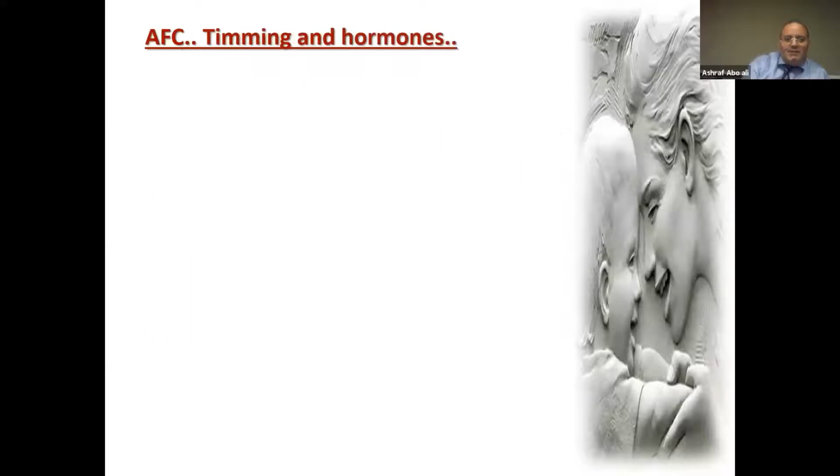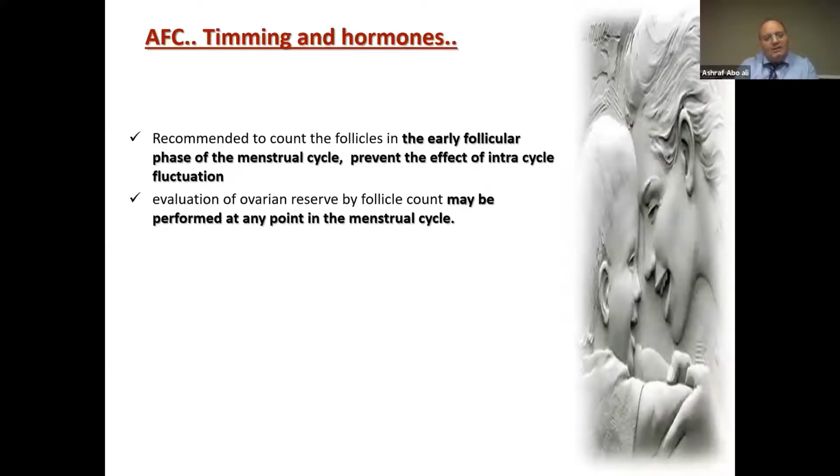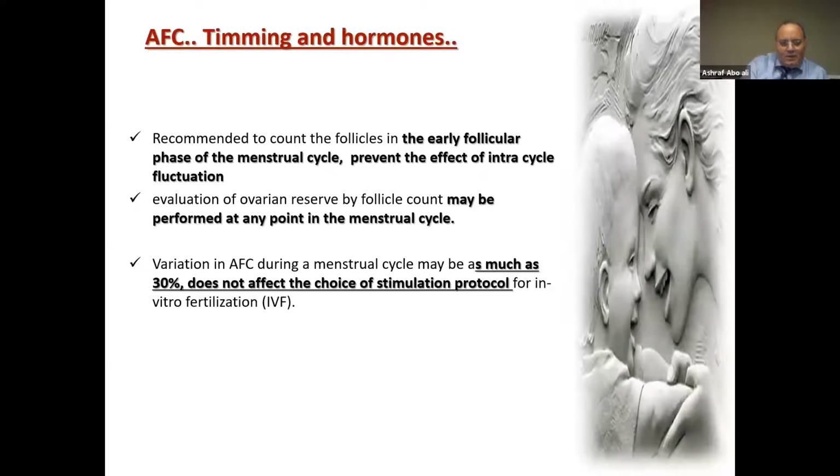It is recommended to count the follicles in the early follicular phase of the menstrual cycle to prevent the effect of intra-cycle fluctuation. Evaluation of ovarian reserve by follicle count may be performed at any point of the menstrual cycle. Variation of antral follicle count during the menstrual cycle may be as much as 30%. And so when you count the antral follicles in the early follicular phase, this will give you an accurate result.